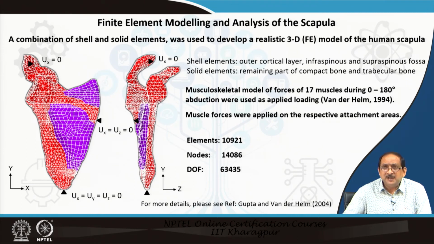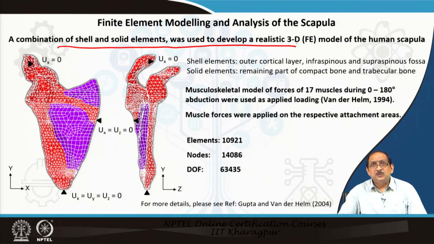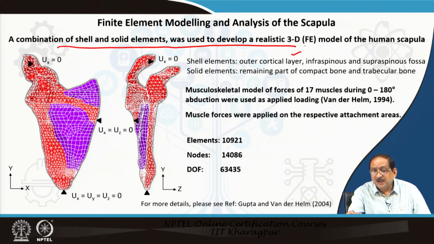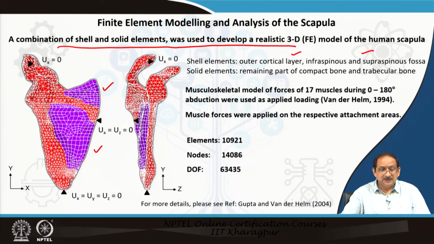Considering the complexity of the structure of the scapula, a combination of shell and solid elements was used to develop a realistic model of the scapula. The shell elements represented the outer cortical layer and the fossa area, both the infraspinous fossa and the supraspinous fossa, as indicated in the violet color. The solid elements were used to represent a part of the compact bone and the cancellous or trabecular bone.